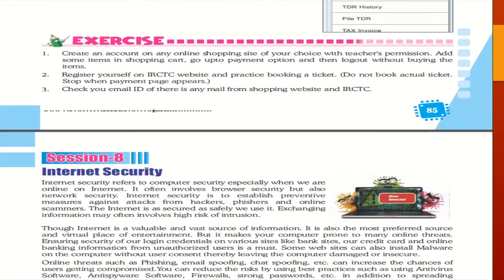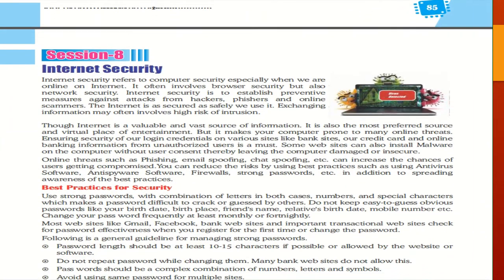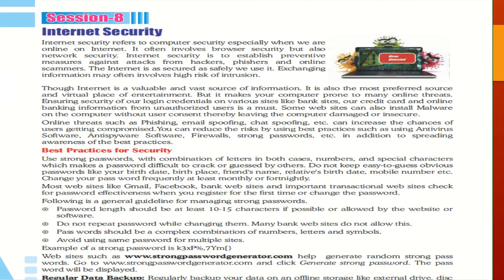Okay, next, internet security. Internet security refers to computer security, especially when we are doing online or internet. So what are the main basic things to secure our system? Getting a proper antivirus software. Okay, not only that, if you have installed antivirus and you are not properly managing that antivirus, then it is of no use. So you have to manage it accordingly. The best practice for security is that you should keep your password a strong combination of letters in both cases, numbers and special characters. Okay, which makes the password difficult.